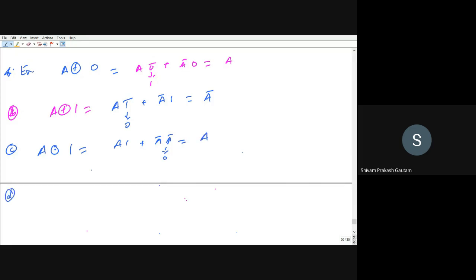Last, that is 1 XOR with A bar. So here you can write 1 A bar, 1 bar plus 1 bar A bar. So 1 bar will be equal to 0, so this term will be equal to 0. So you will be having A bar bar. The bars will nullify each other, so finally we will be getting A.